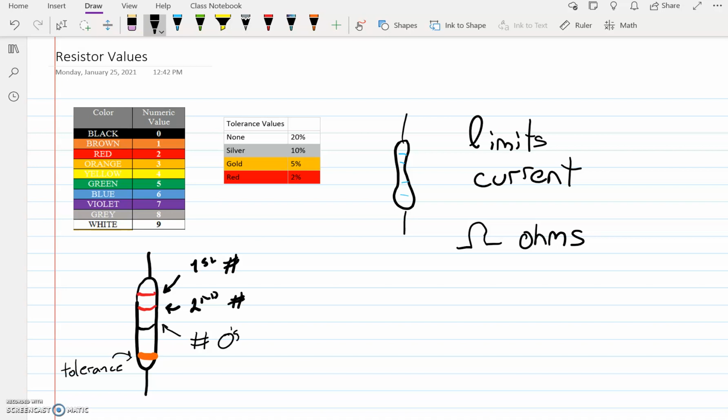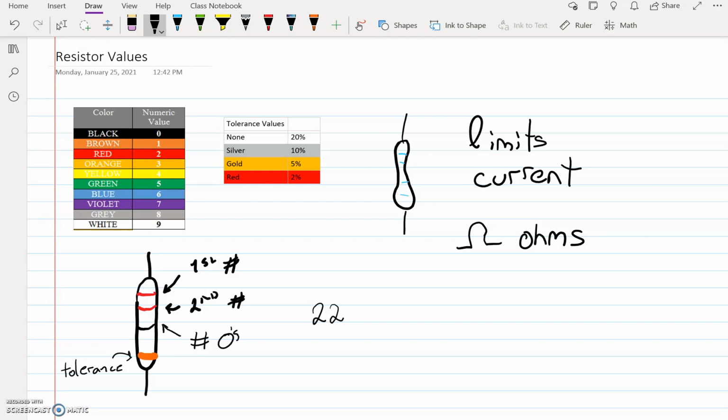Okay, so we have red, red, black, gold. First things first, the first value is red. We come up to our table, and we can see that that is 2. So you can follow the table, red is 2. Then we have red again, which is another 2. Then we have black. Black means 0, so there's no number of zeros in this. So you just leave it as 22.